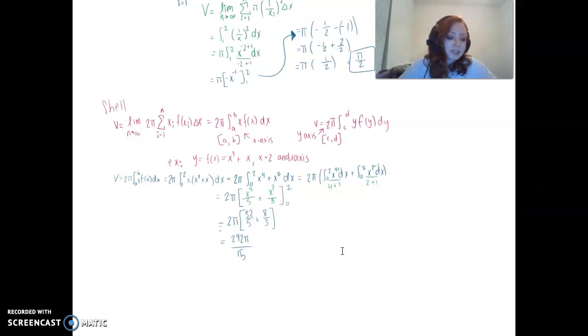And for the example, it was the equation y equals f of x, which equals x cubed plus x, and it's bounded by x equals 2 and the y-axis. So we have our a and b, 0 and 2, our height is just x, and then our length or radius is x cubed plus x. And after that, it's just separating the terms, evaluating the integral from 0 to 2, and multiplying that out.